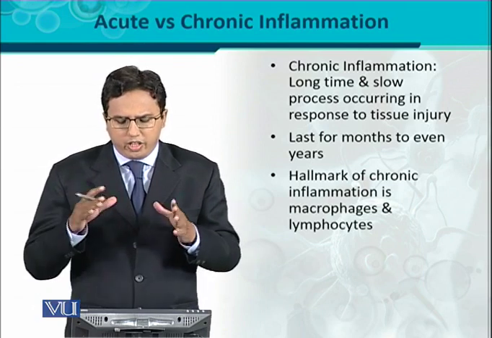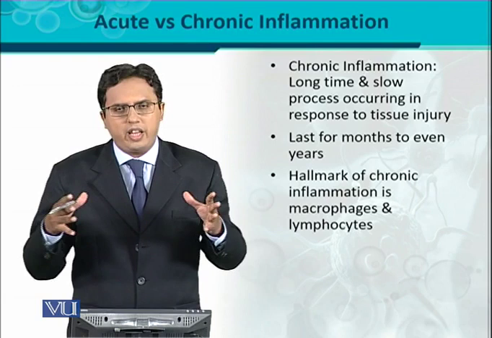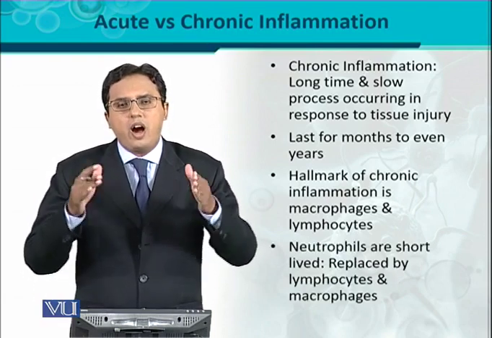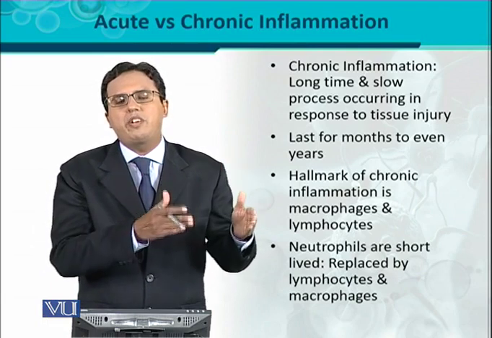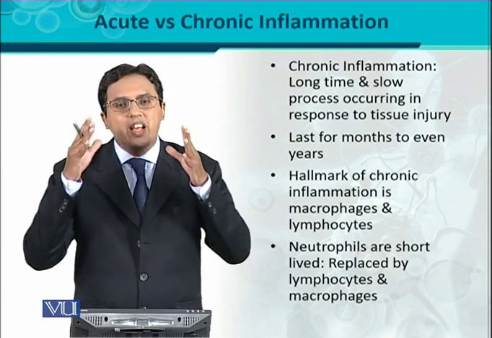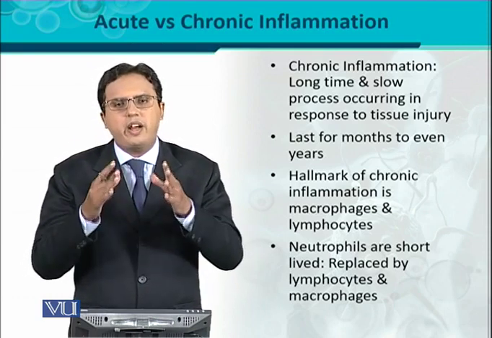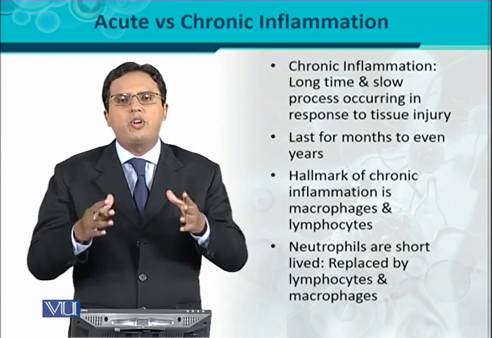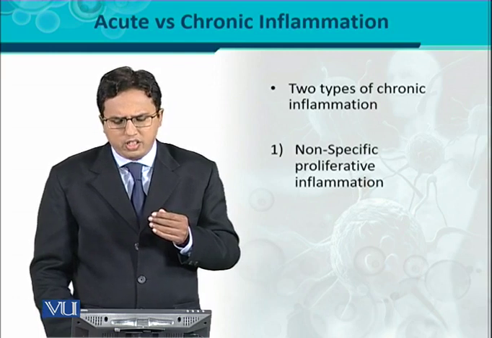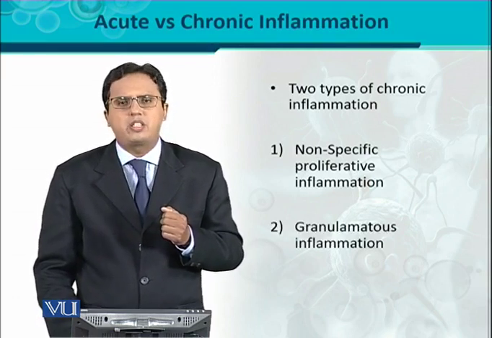The hallmark of chronic inflammation is the immune cells or inflammatory cells like macrophages and lymphocytes, because neutrophils, which are very important in the acute inflammatory process, are short-lived. That's why they just play their role in acute inflammation, while the macrophages and lymphocytes play their important role in chronic inflammation. So there are two types of chronic inflammation process: the first is non-specific proliferative inflammation. The second is granulomatous inflammation.